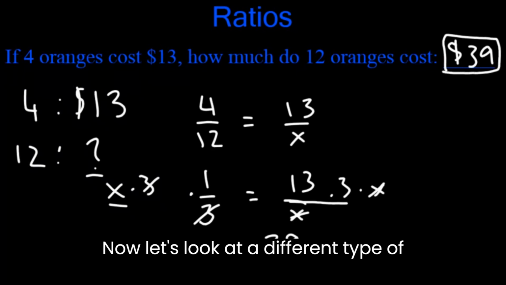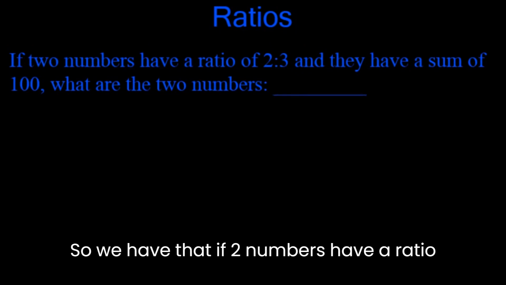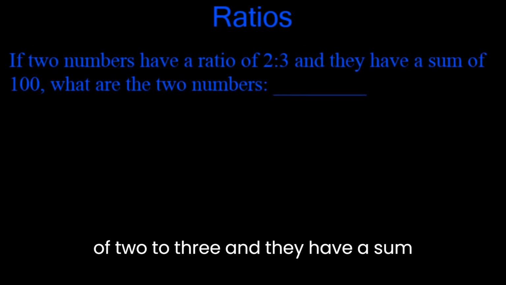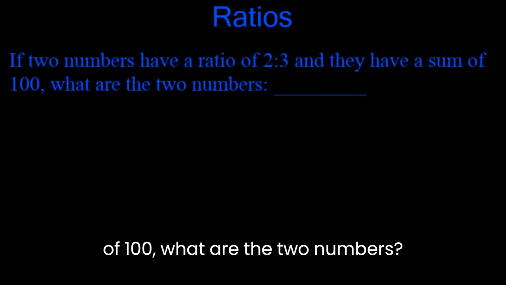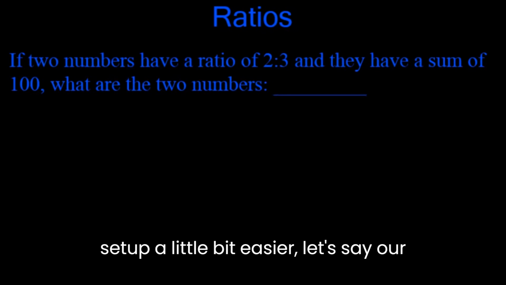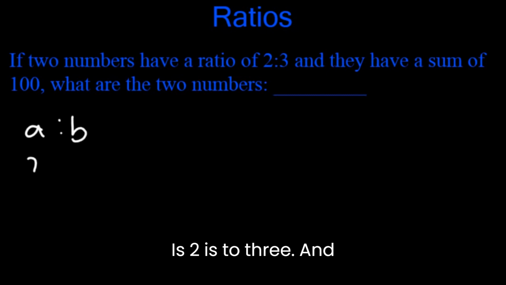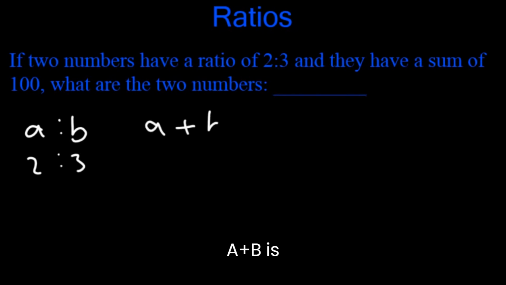Now let's look at a different type of ratio problem. So we have that if two numbers have a ratio of 2 to 3 and they have a sum of 100, what are the two numbers? So just to make the setup a little bit easier, let's say our two numbers are A and B. So we know A is to B is 2 is to 3 and A plus B is 100.